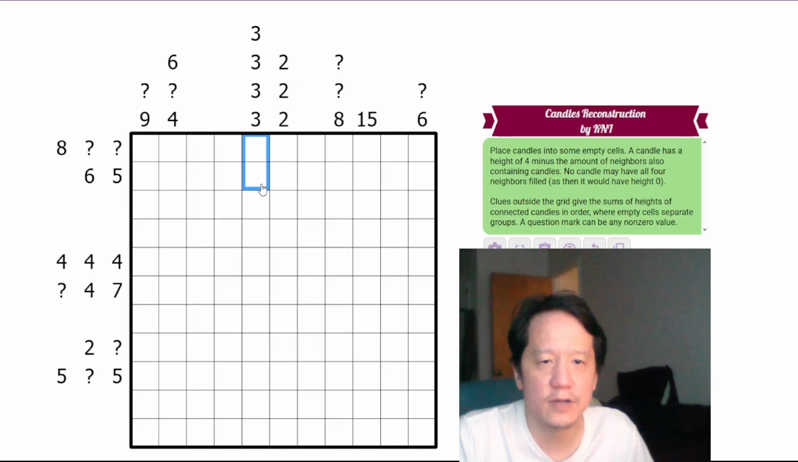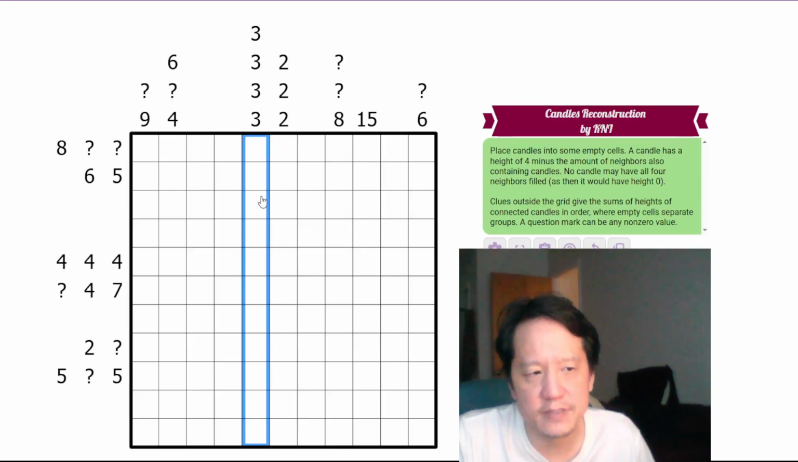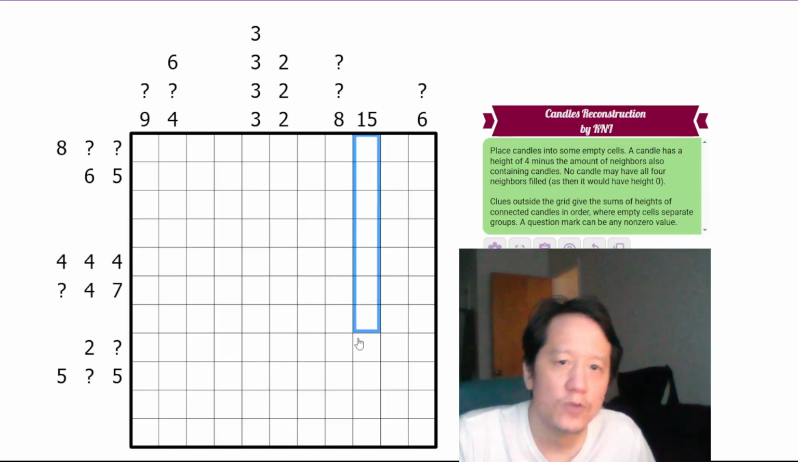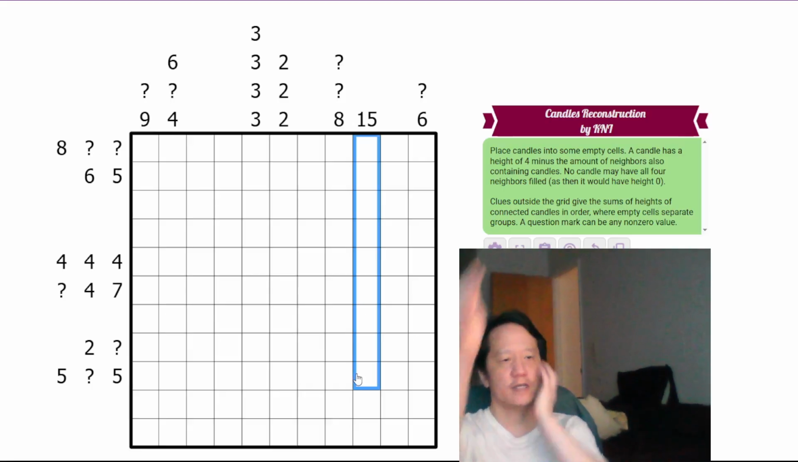Okay, 3. We have a guaranteed 3 spaces in between here. How many rows and columns do we have? 1, 2, 3, 4, 5, 6, 7, 8, 9, 10, 11. So we have 3 spaces in between. We know for like the 15 cage, or the 15 candles in a row.